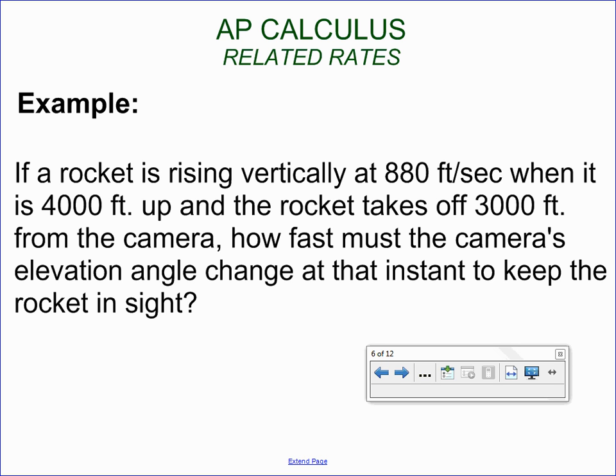Okay, so this is not in your notes sheet, it's on your packet. Let's go ahead and take a look at a rocket. A rocket that's rising vertically at 880 feet per second when it's 4,000 feet up, and the rocket takes off 3,000 feet from the camera. How fast must the camera's elevation angle change at that instant to keep the rocket in sight?